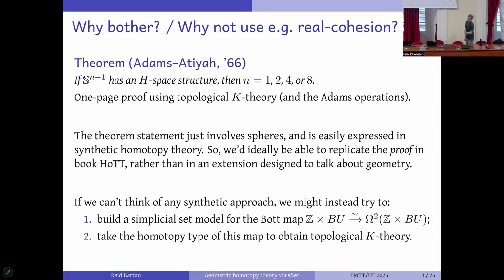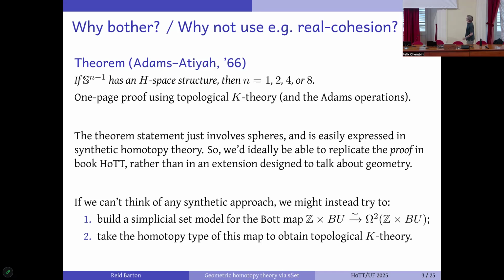Here's a very famous theorem from the classical days of algebraic topology. It's called the Hopf invariant one theorem. It tells us which spheres admit something called an H-space structure, which is just a binary operation that has a unit. And the theorem says that the (n-1)-sphere has an H-space structure if and only if the dimension n is 1, 2, 4, or 8. And this theorem has a very slick proof, literally less than a page long, once you have the machinery of topological K-theory and you know something about the Adams operations on it, which I'm definitely not going to talk about today.